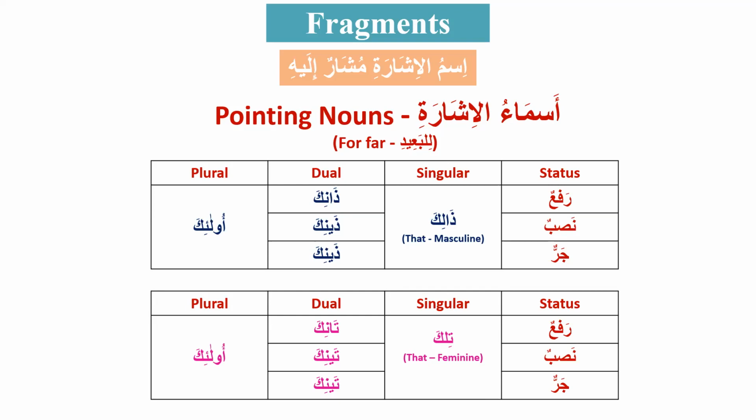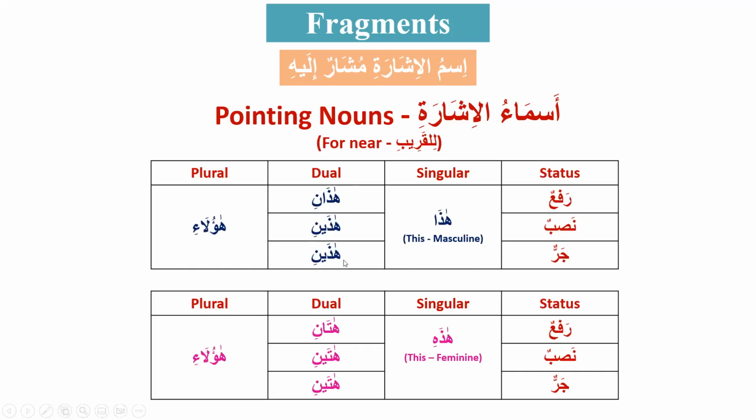So you have to memorize them. There is no way around it. You cannot learn this fragment without knowing the ismul ishara. You have to know what ismul ishara are, so you could recognize them when you see them in Qur'an. So I will request all of you, please memorize these words. They are not hard. There's a pattern here, right? So once you know it is zanika, then zainika, zainika. You just need to remember the first word, and the other two will come easy.